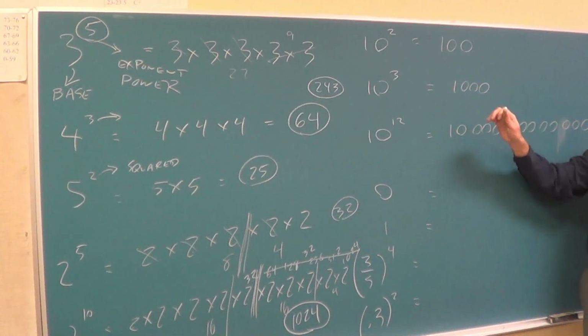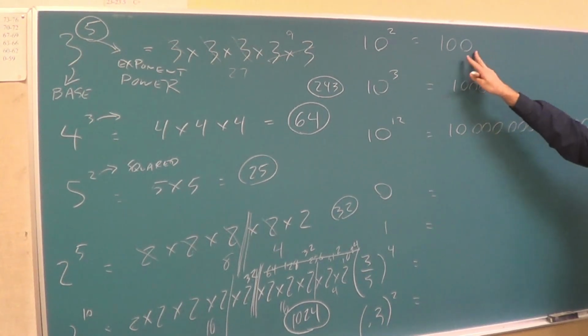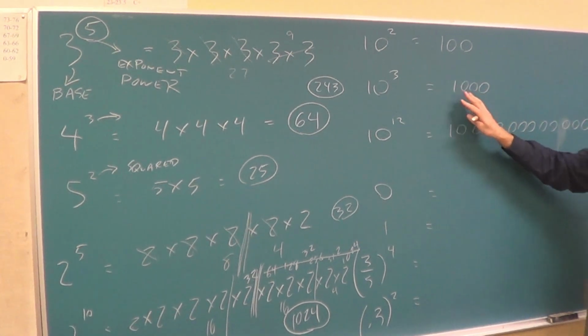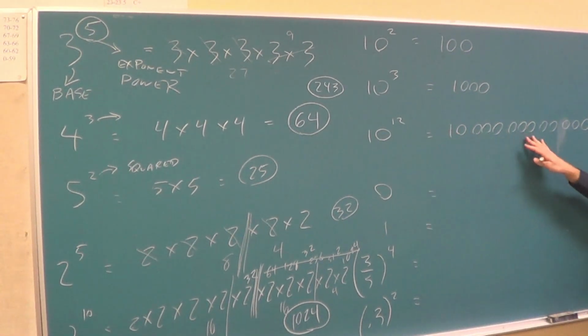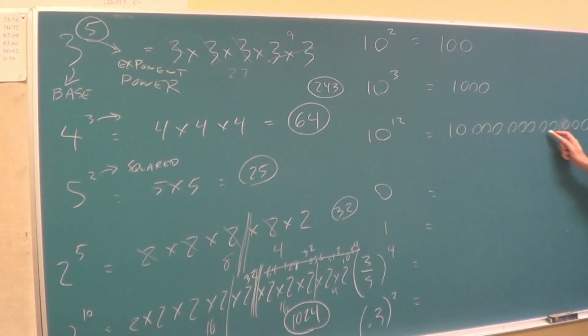Because what's the pattern here we're noticing? What happened here on this one? Well, there's 2 zeros. 2 zeros, 2 power. This had 3 zeros. 3 zeros, 3 power. So we're expecting this should have 12 zeros, 12 zeros because of a 12 power. Commas would help our life.